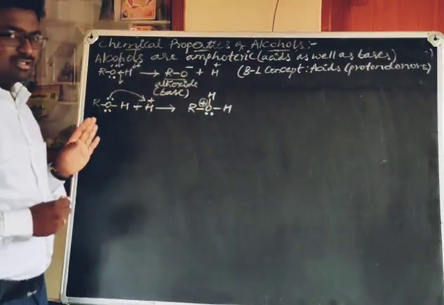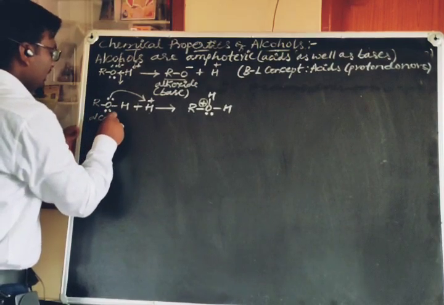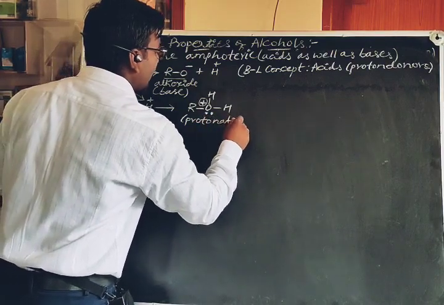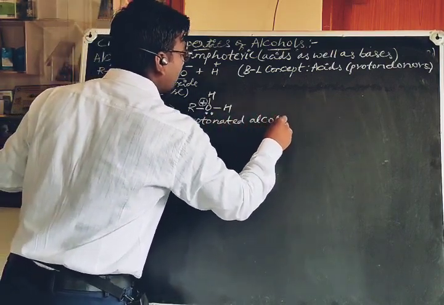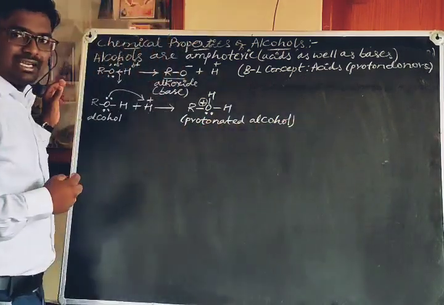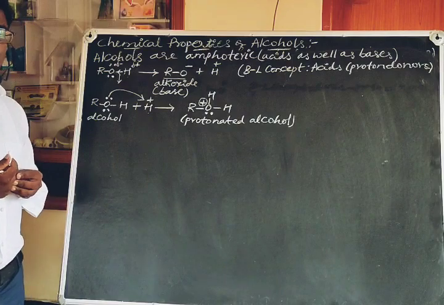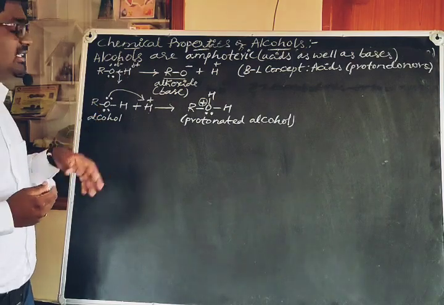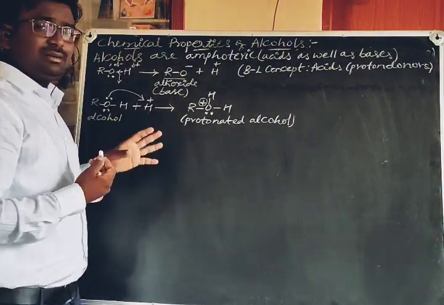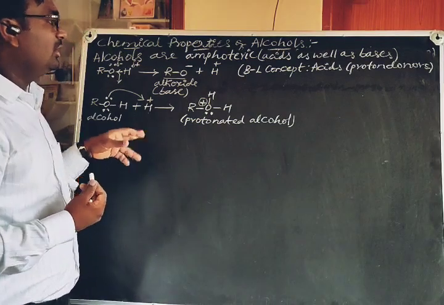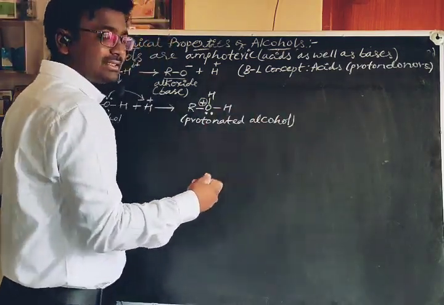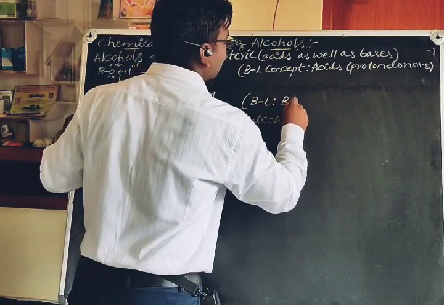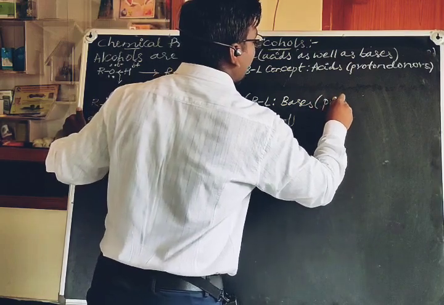It is unstable also. See, this is an alcohol. This is the protonated alcohol. Protonated alcohol means alcohol to which a proton is added. In this reaction, you can see the alcohol as a proton acceptor. According to the Bronsted-Lowry concept, bases are proton acceptors.